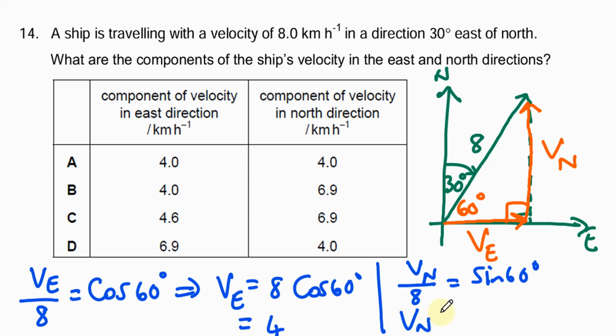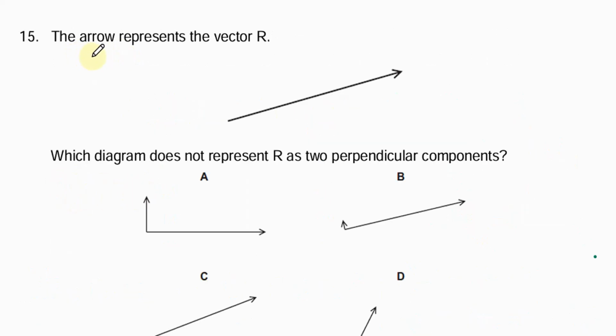And Vn is 8 times the sine of 60. On a calculator, this comes to 6.9. And the answer then will be B. Let's look at question 15.